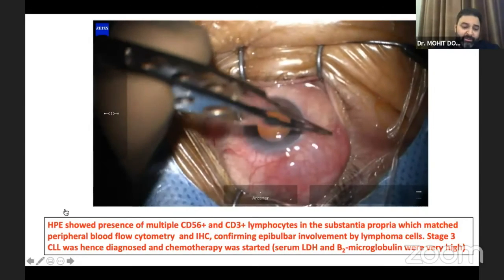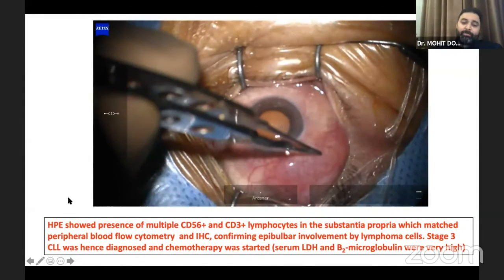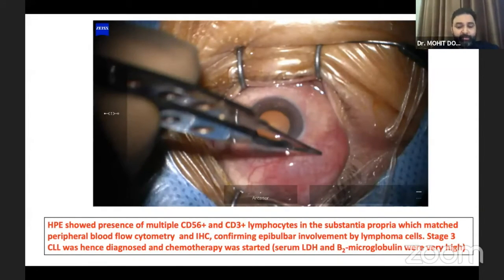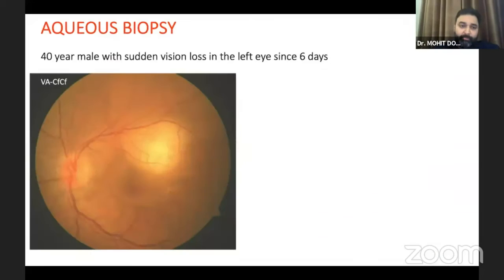But what this patient actually had was that the histopathology showed presence of CD56 and CD3 positive lymphocytes in the substantia propria, which matched exactly with the peripheral blood immunohistochemistry and flow cytometry reports. Hence, she had epibulbar involvement. So she got bumped up from a stage 0 to a stage 3 CLL and was started on systemic chemotherapy. So targeted extraocular biopsy helped with that.